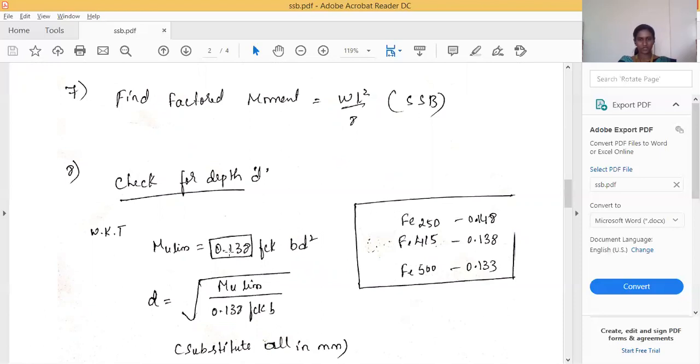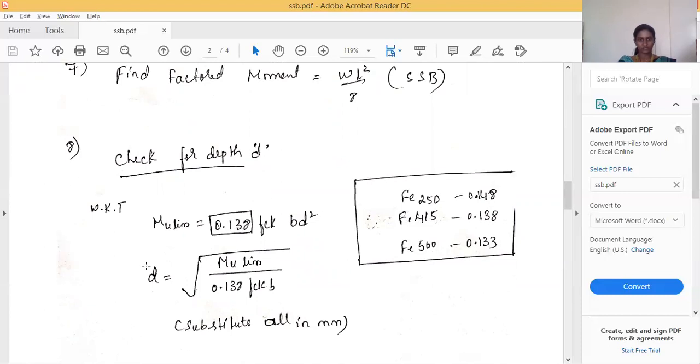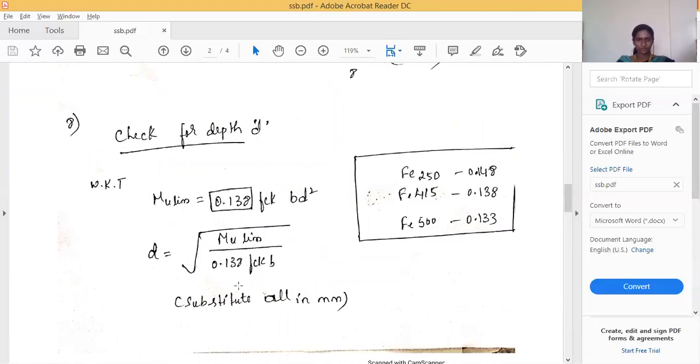So here for our problem, it is Fe415. So I have taken 0.138 and you have to check it for D. So D is equal to square root of Mu limit by 0.138 FCK B. And a very important thing is you have to substitute everything in terms of millimeter only. Then only you will get the exact, proper value.